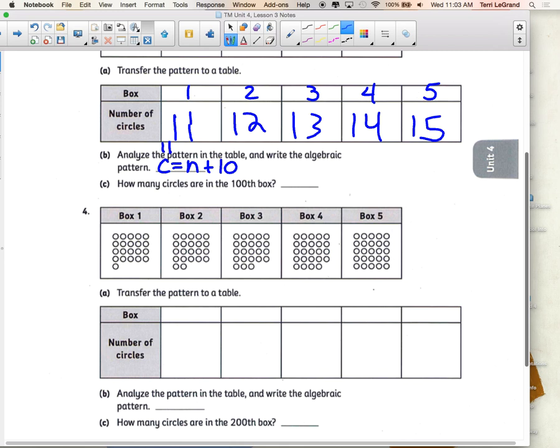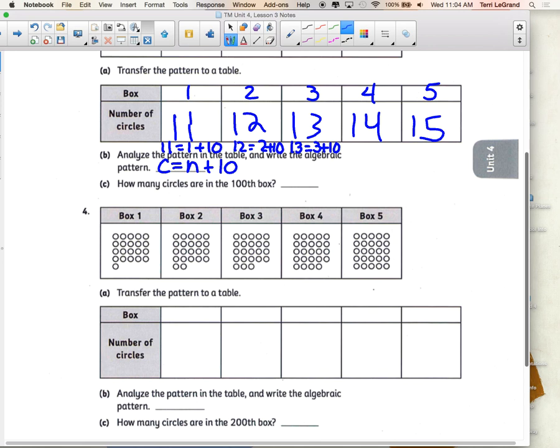Then 11 should equal 1 plus 10. True or false? Yeah, true. Okay. Then 12 should equal 2 plus 10. True or false? True. Okay. Then 13 should equal 3 plus 10. True or false? True. And we're going to show for all 5 of them because trust me, there are even more complex patterns that might change as it goes along.